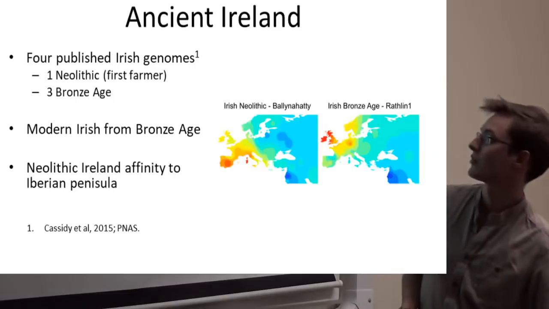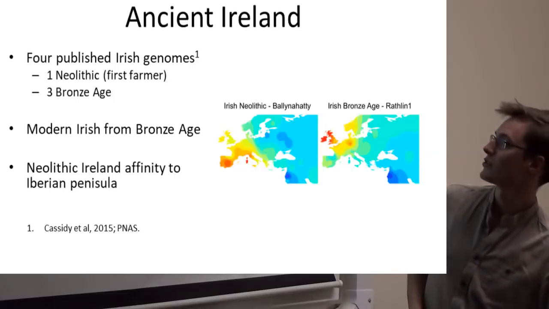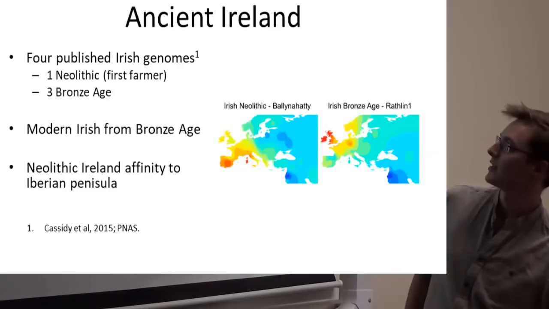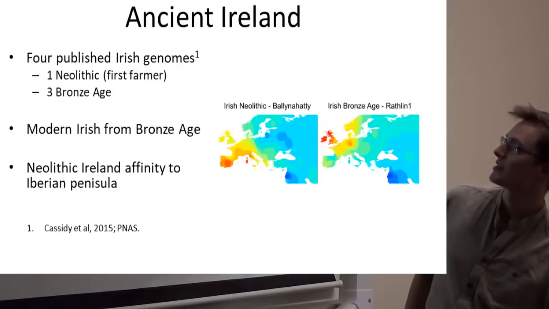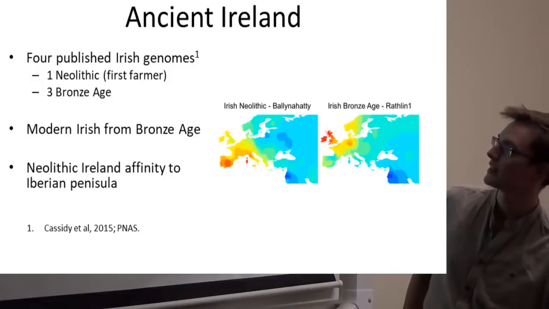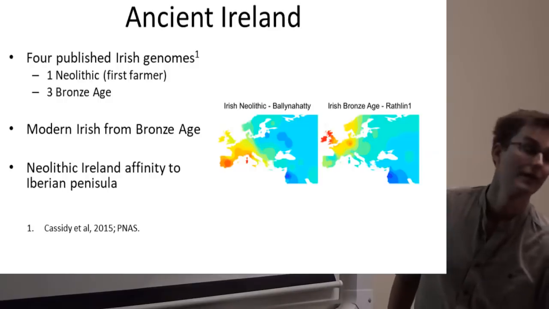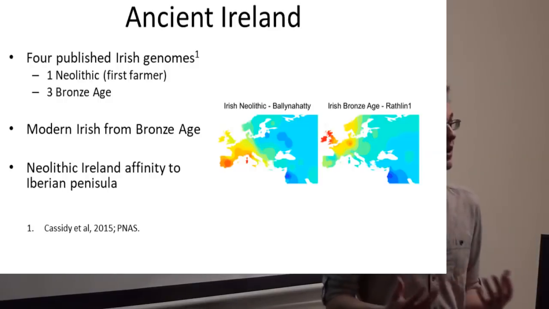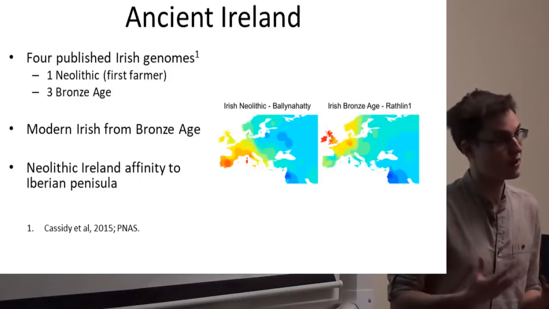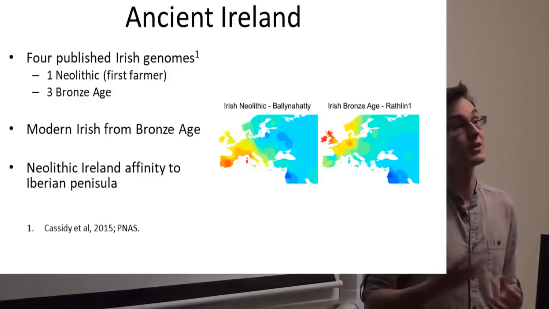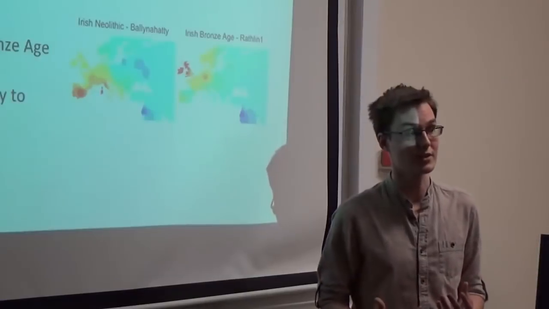If you look at the Bronze Age, this is a heat map of genetic affinity to modern populations. You can see the Bronze Age has the most affinity to Ireland, Scotland and Wales. But if you look at the Neolithic, it actually has the most affinity with Iberia as well as Sardinia. This is showing that the modern Irish are not descended mostly from the Neolithic, they're mostly descended from the Bronze Age.